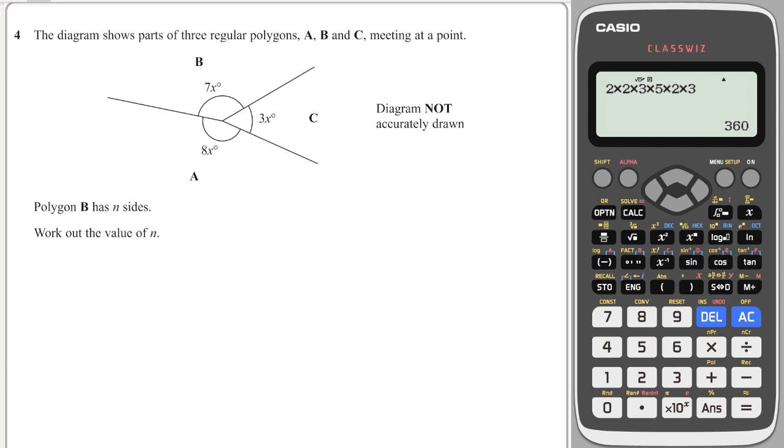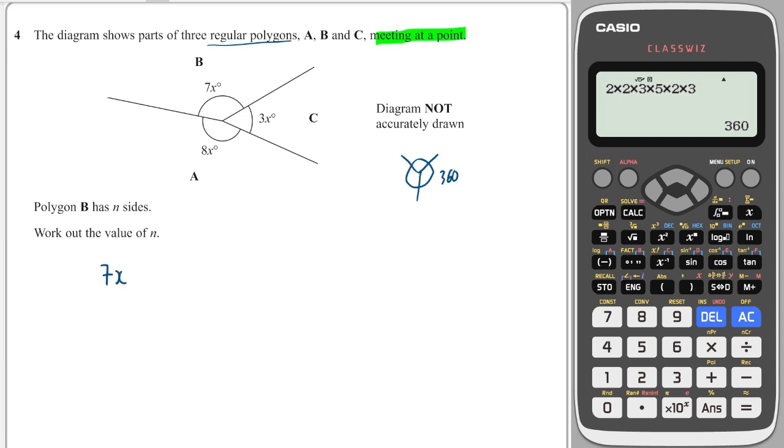Question 4. We have 3 regular polygons. A polygon is regular if all sides are the same and all angles are the same. A, B, and C meet at a point. Polygon B has n sides. Work out the value of n. So what do we know about meeting at a point? We know a point is a circle, essentially, and it must add up to 360 degrees.